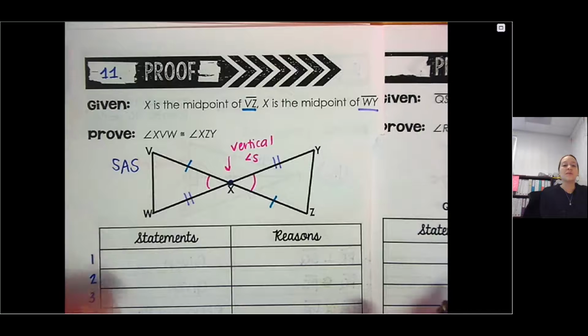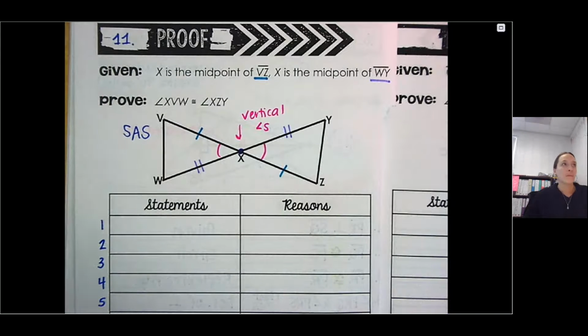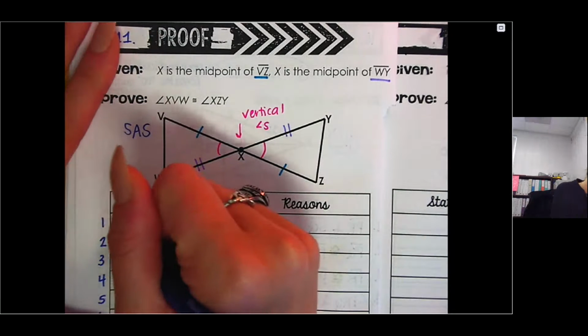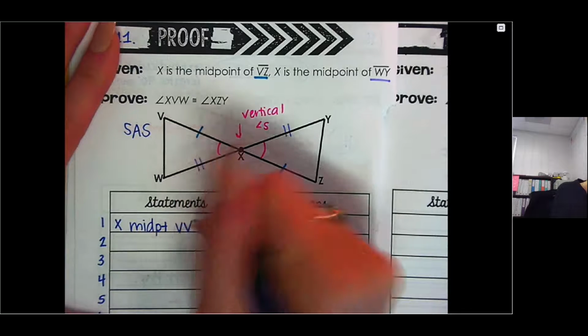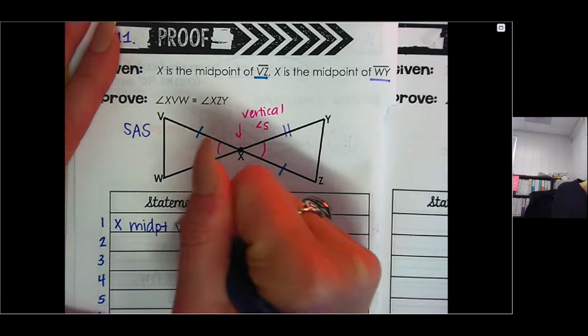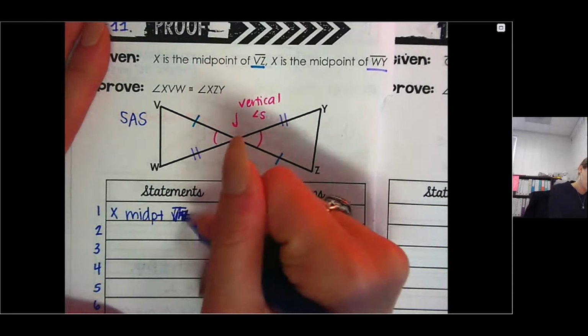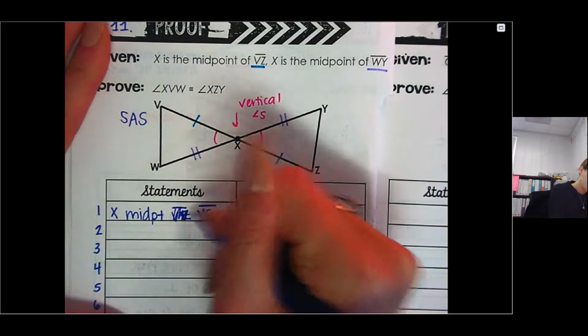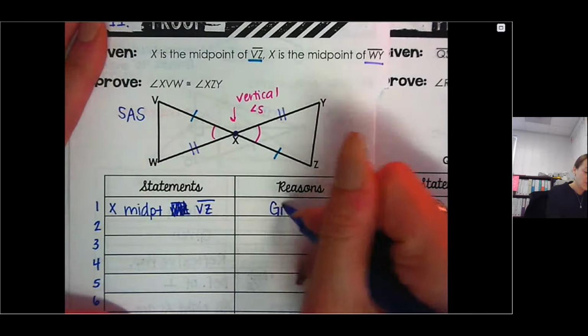So let's start with some statements and reasons. Easy peasy. What's the first statement and reason? X is the midpoint of VZ. What's your reason? Given. Okay, you should be good at this part now. I'm not going to write the whole thing out. X is the midpoint of VZ, and the reason is given. Great. And so once you've used it, mark it off down below.